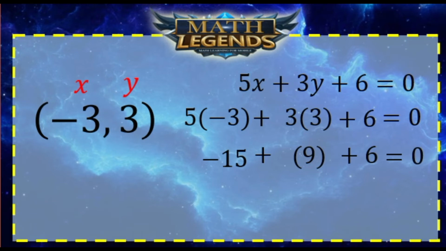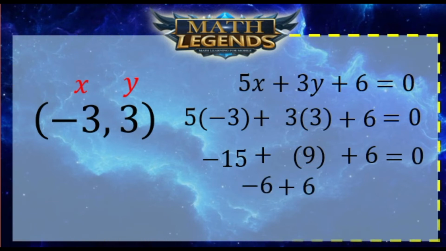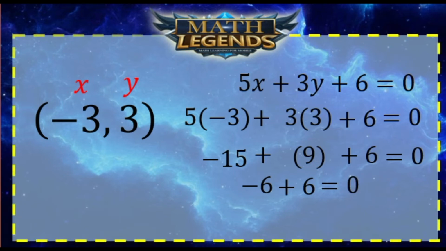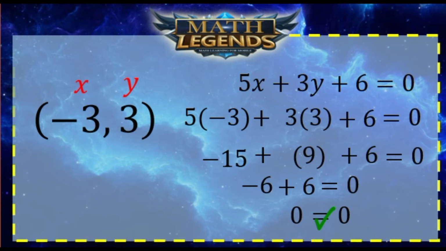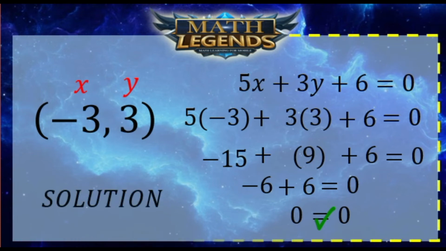Negative 15 plus 9 will become negative 6 plus 6 is equal to 0. So we have negative 6 plus 6, the answer is 0, is equal to 0. So as you can see, 0 is equal to 0. So therefore, negative 3 and 3 is a solution of our linear equation.